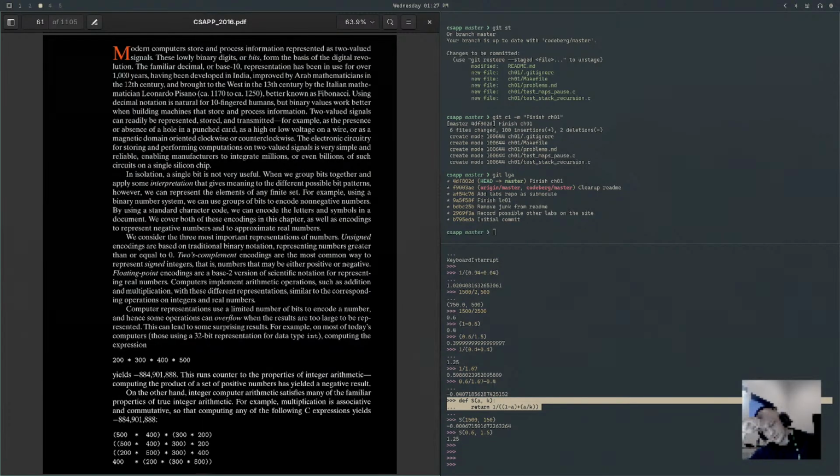Unsigned encodings are based on traditional binary notation, representing numbers greater than or equal to 0. Two's complement encodings are the most common way to represent signed integers, that is, numbers that may be positive or negative. Floating point encodings are a base 2 version of scientific notation for representing real numbers. Computers implement arithmetic operations such as addition and multiplication with these different representations, similar to the corresponding operations on integers and real numbers. Computer representations use a limited number of bits to encode a number.